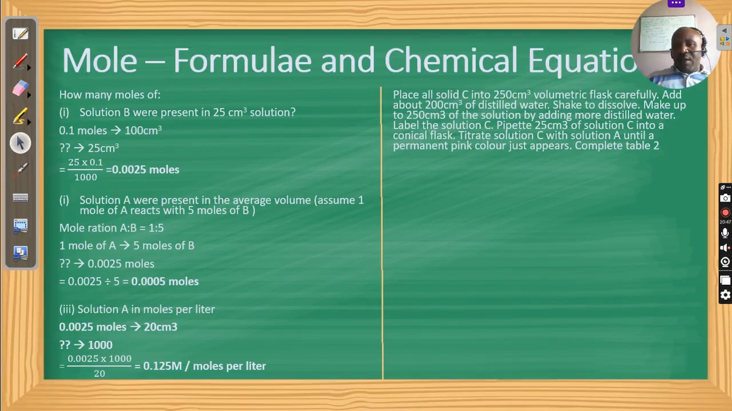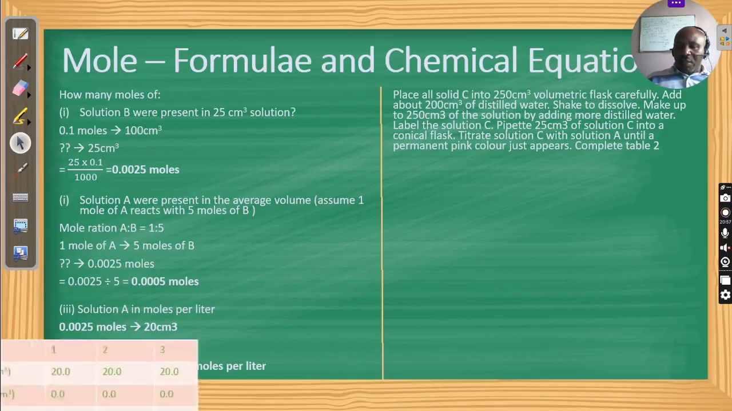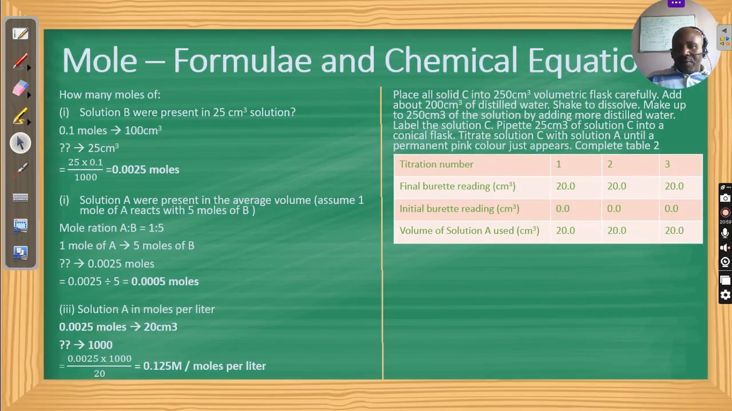Label the solution C. Pipette 25 centimeter cubic of C into a conical flask. Titrate solution C with solution A until a permanent pink color just appears. Complete the table. For this example, the table was completed and the average was still 20 centimeter cubic. So you calculate the average: 20 plus 20 plus 20 divided by 3, which is 20 centimeter cubic.